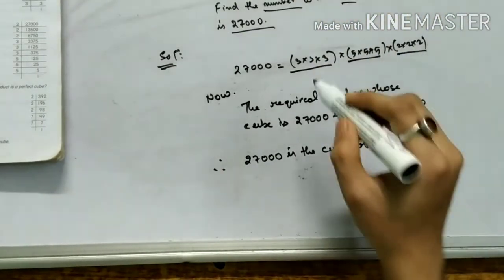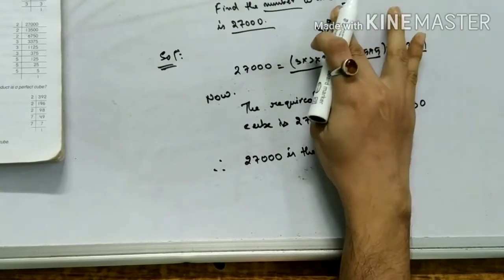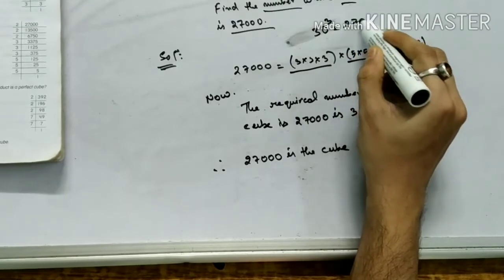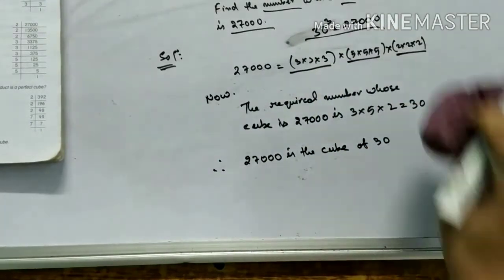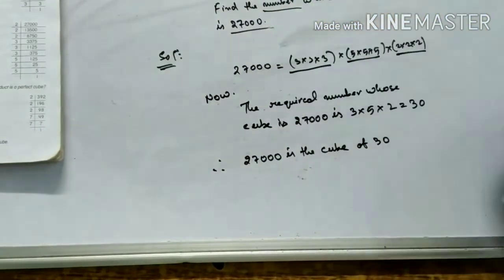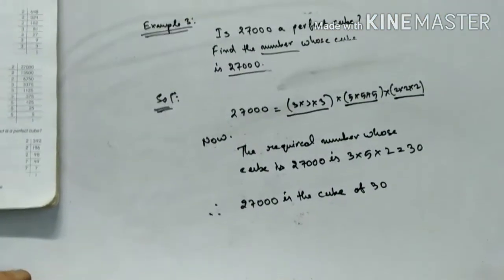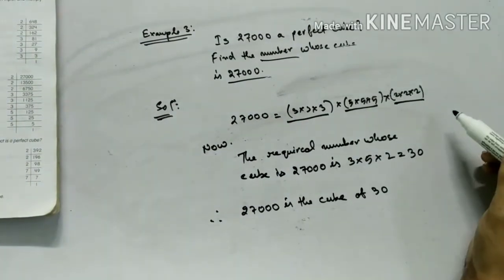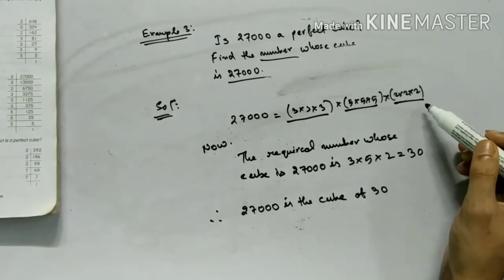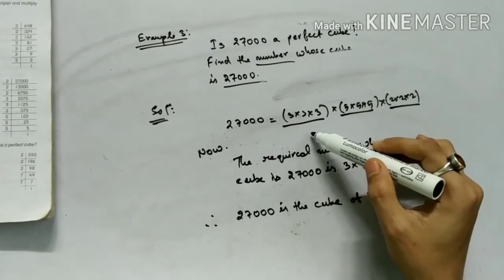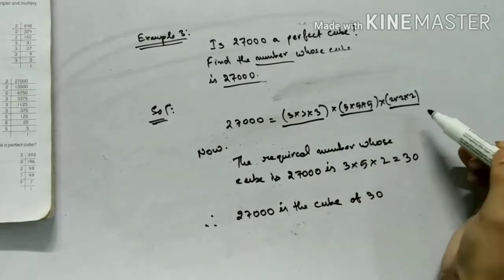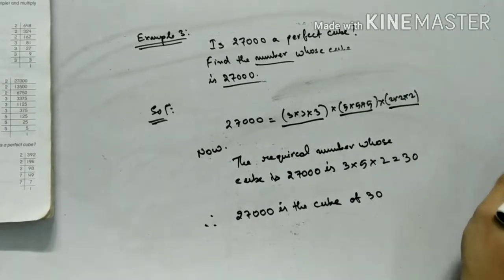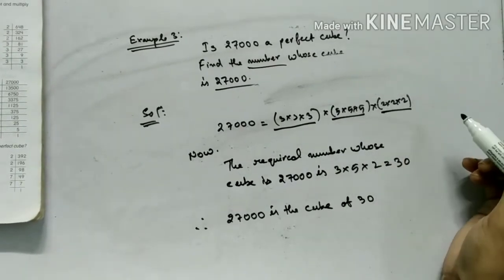30 cube, if I do, I will get 27000. Understand? So this is the answer here. First of all, the question is asking whether this number is a perfect cube. You take out the prime factorization, and in the prime factorization I will group the factors in triplets of equal factors. After grouping I have found that no factor is left over.